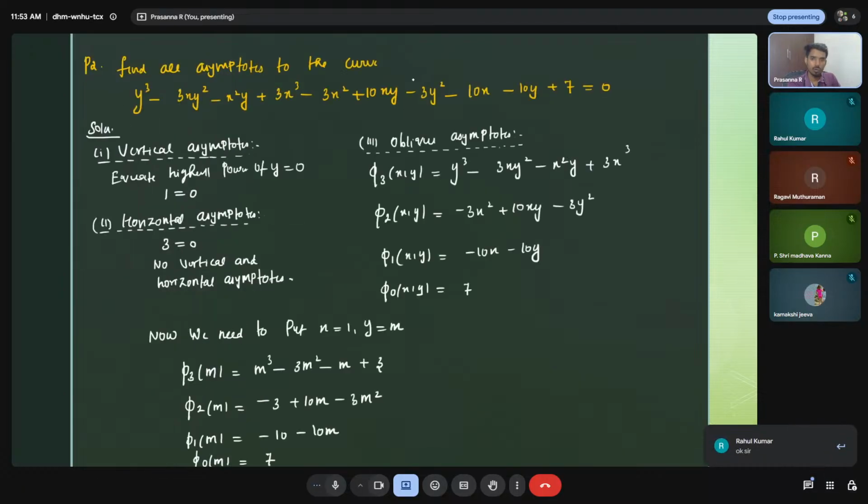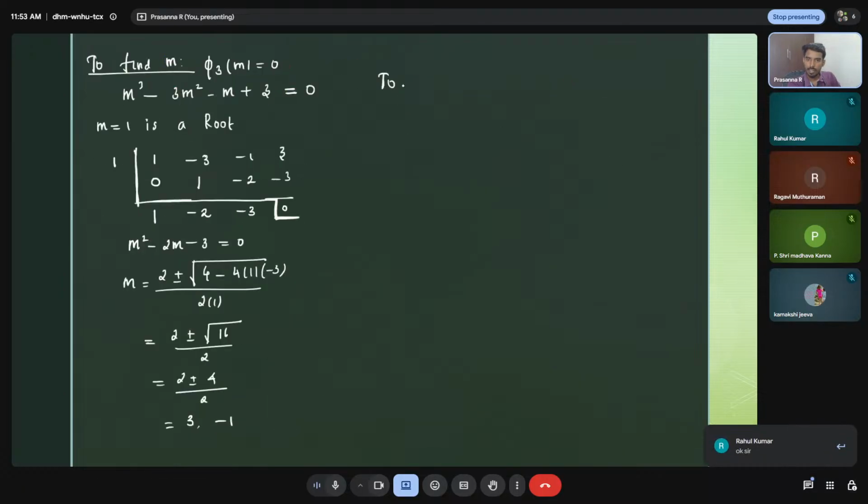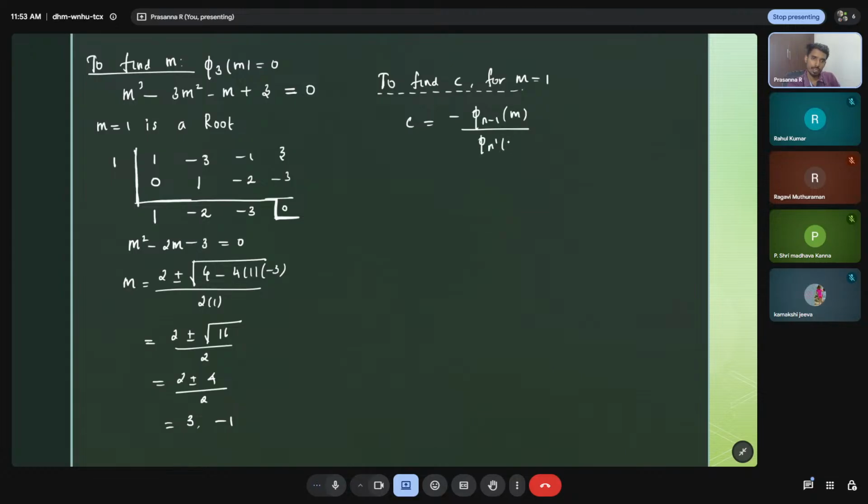Now to find c for m is equal to 1. So for m is equal to 1, we will find c, and then for m is equal to 3, we will find c, and for m is equal to minus 1, we will find c. Now the c value is given by minus pn minus 1 of m divided by pn dash of m. So n is 3 here. So minus p2 of m divided by p3 dash of m.